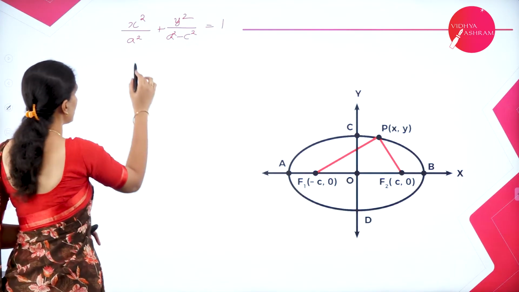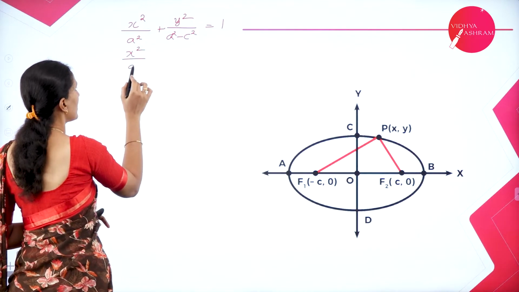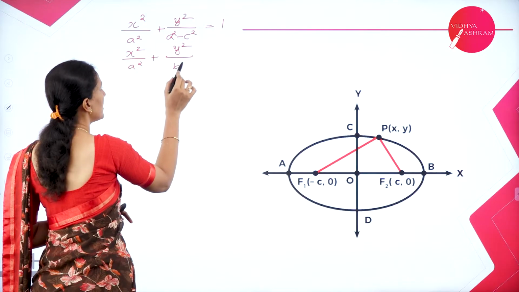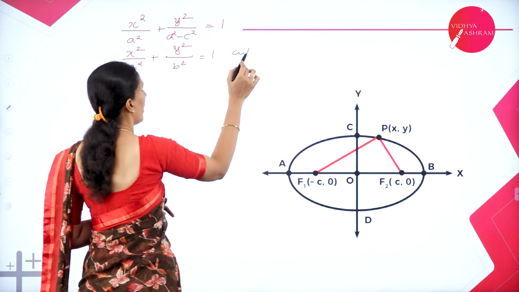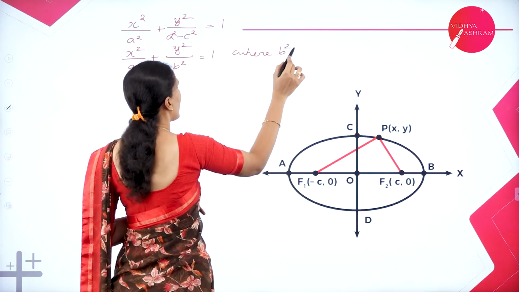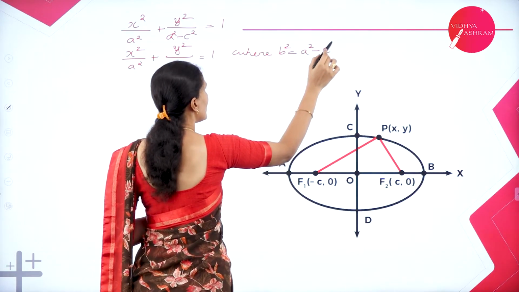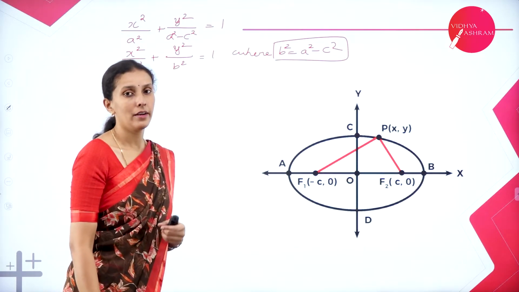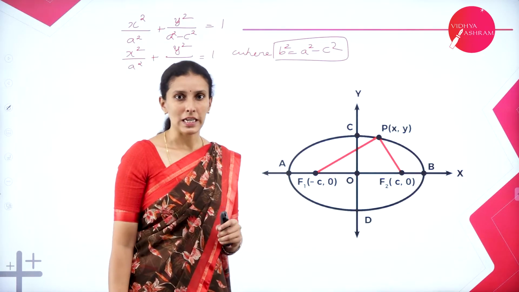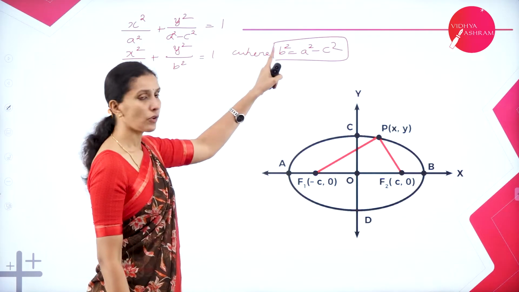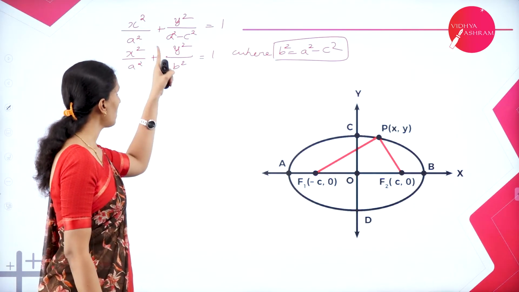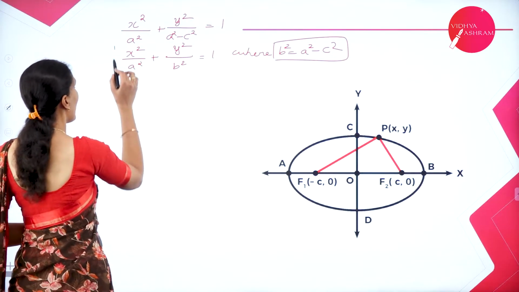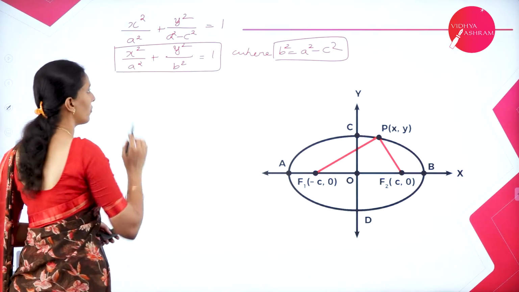Now I can write this as x square by a square plus y square divided by b square is equal to 1, where b square can be written as a square minus c square. This one we have a relation between the semi-major, semi-minor and foci from the center. So using this relation, I can replace a square minus c square as b square. Thus we have obtained the standard equation of the ellipse.